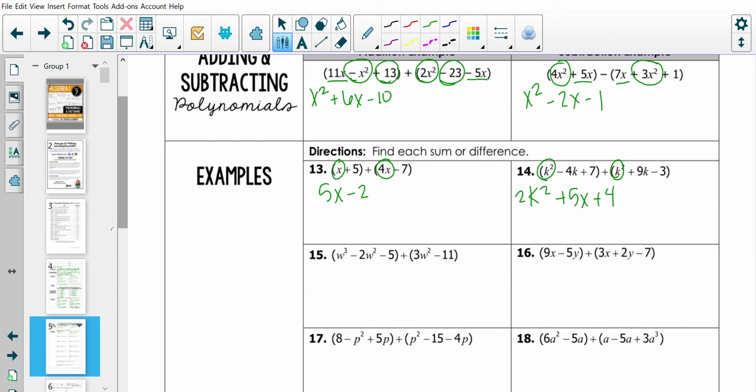Okay, your final answer should say W3. That's all I have so far. Oh, plus W2. Good. Okay, do number 16.